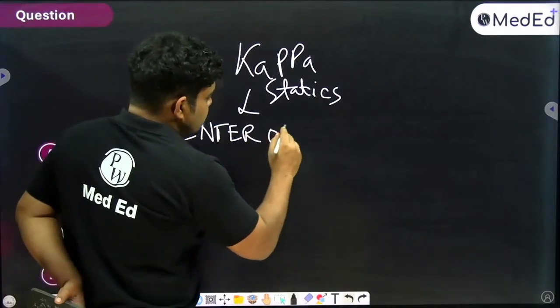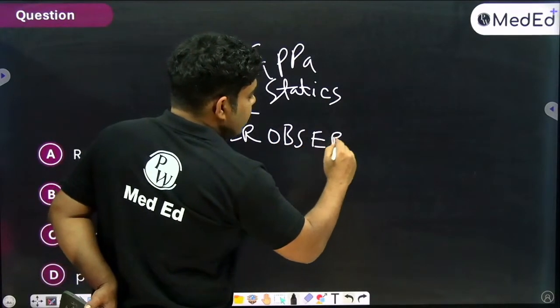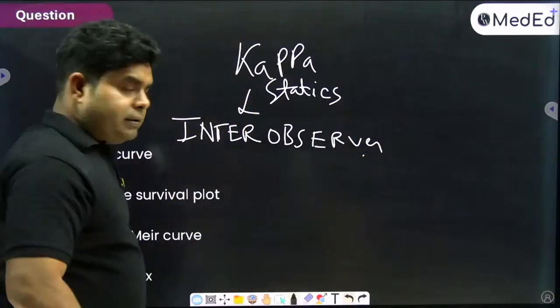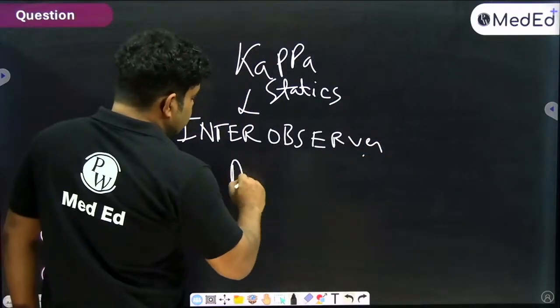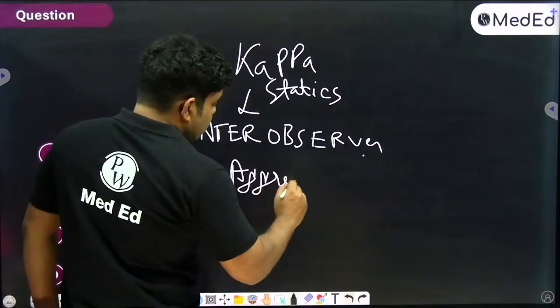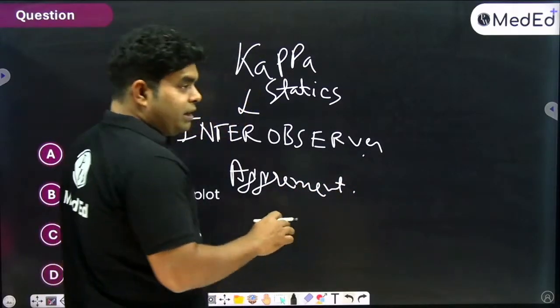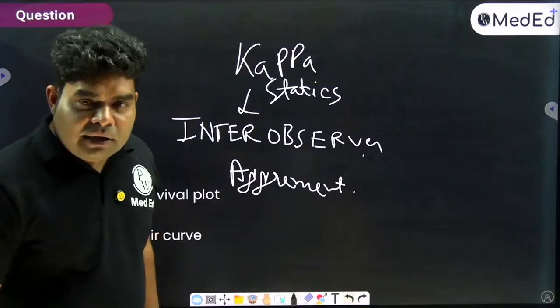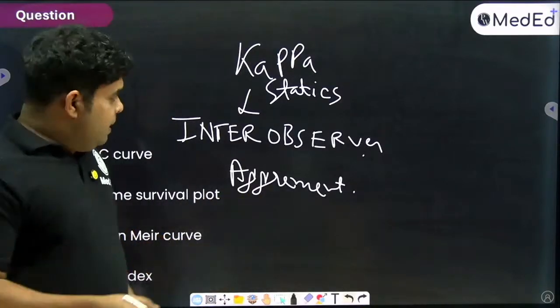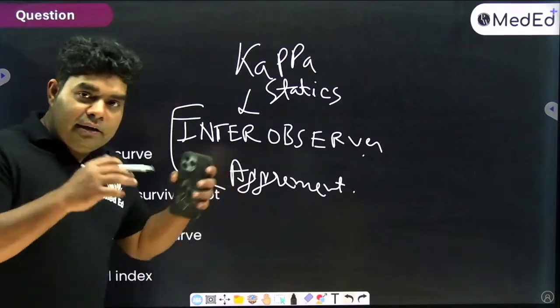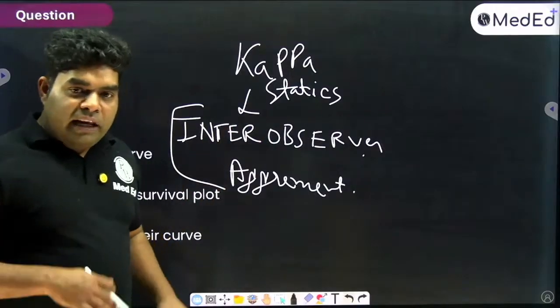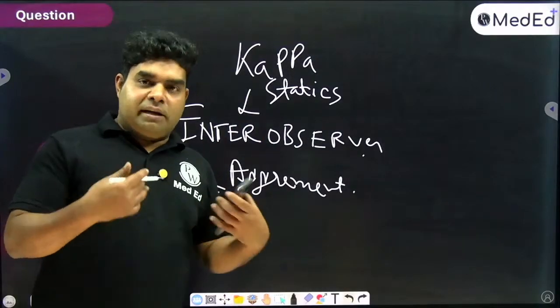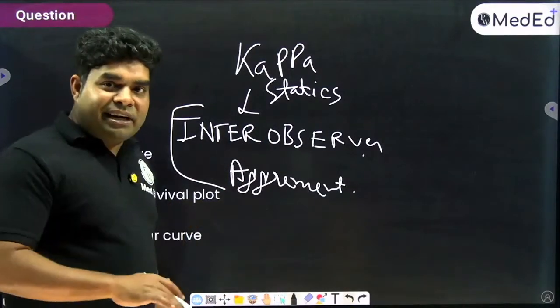Suppose I give 100 X-rays to 2 doctors. Out of these 2 doctors, one doctor said 60 people have TB, the other doctor said no, 80 people have TB. So these 2 people differ. How much they are agreeing, that is Kappa statistics. If they agree more, the data quality is better. If they agree less, the data quality is poor.